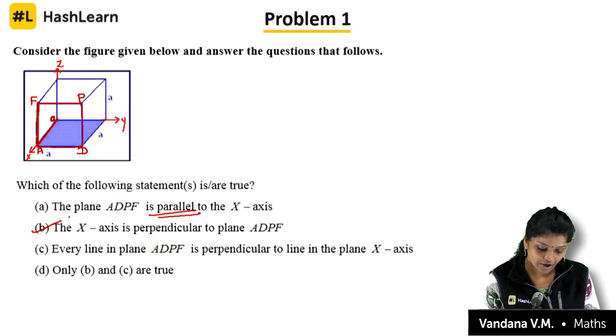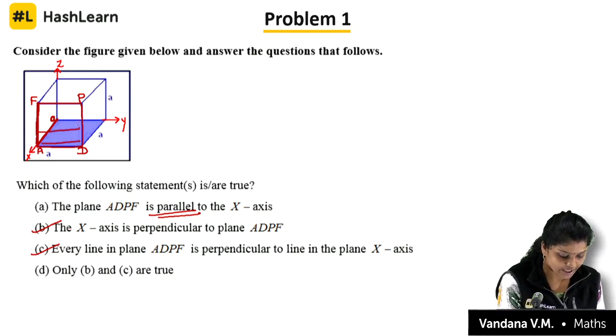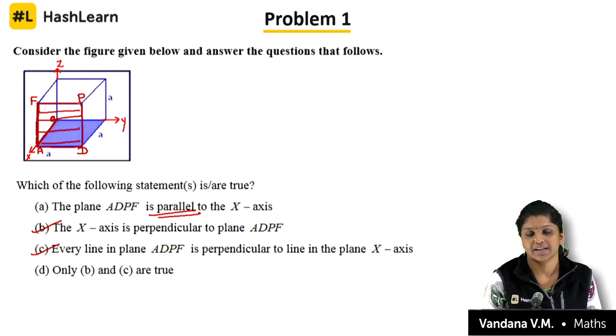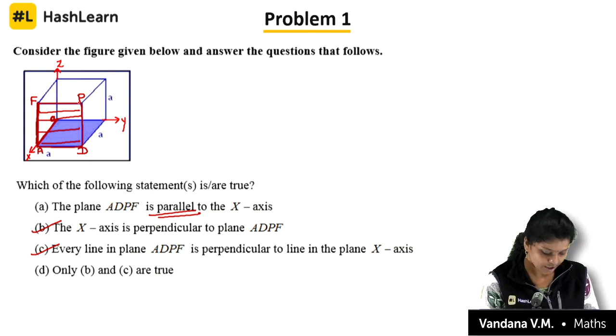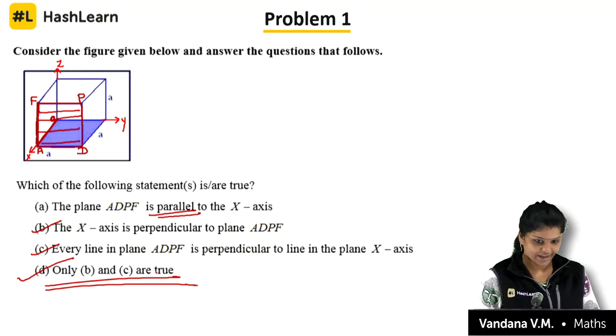The x-axis is perpendicular to the plane ADPF, true. Not only that plane, whatever lines you take in that plane, those lines are also perpendicular to the x-axis. Clear? So, which is correct? Option D is the correct answer. Both B and C are true. Clear, children?